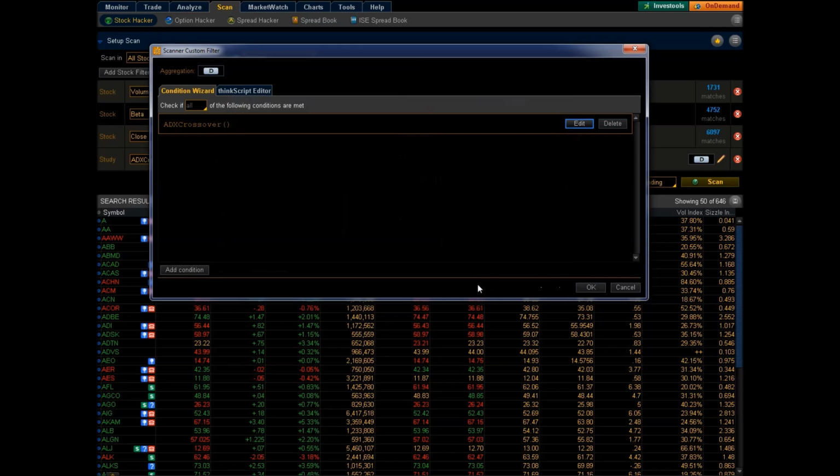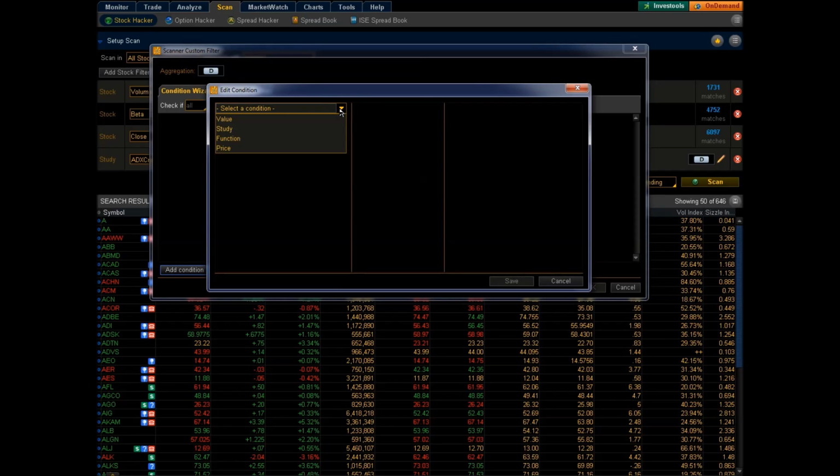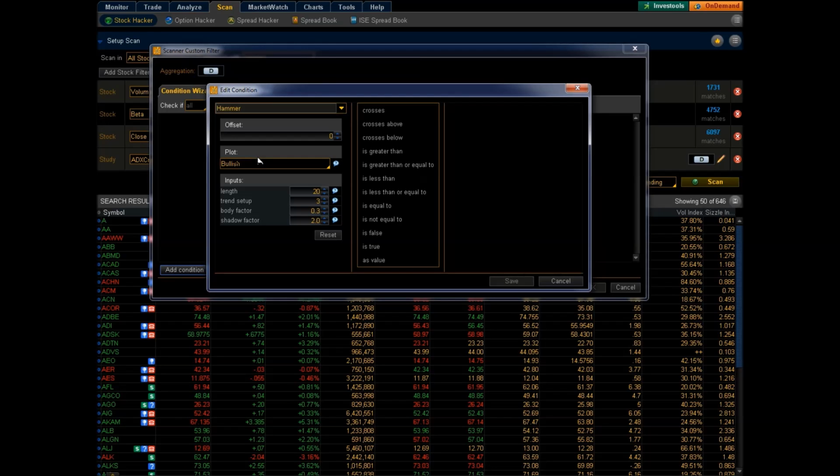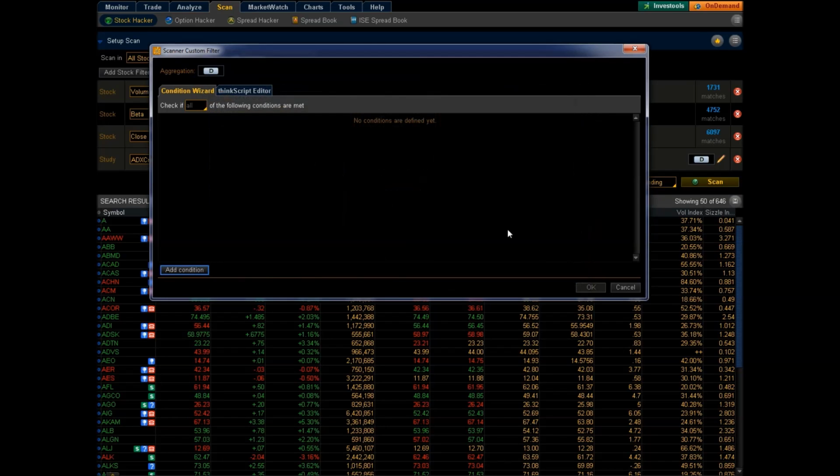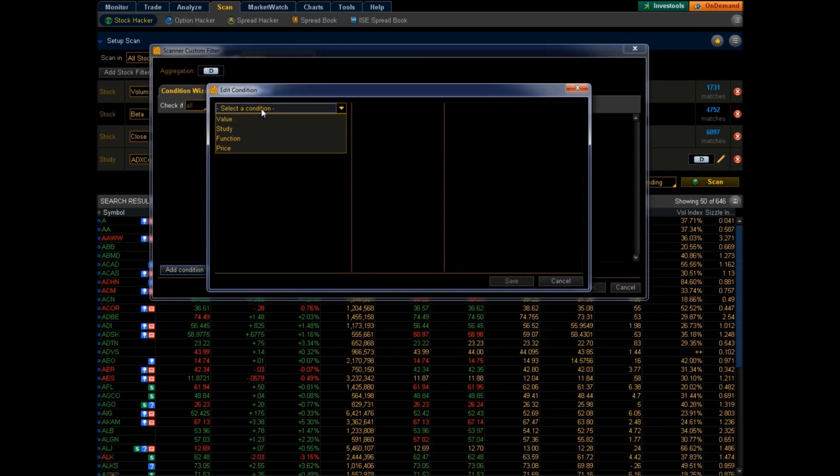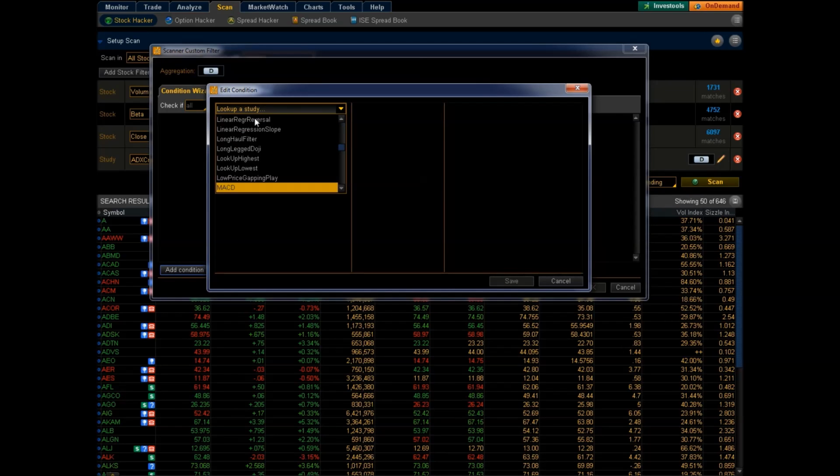no, let's scratch that. Let me delete this. I'm going to add a condition, right? And the condition is I want a study, and I'm going to look specifically for, oops, cancel that. Let me redo that. I'm going to add a condition, and the condition is going to be based on a study, right? Because I want a technical study. And I basically want a moving average.